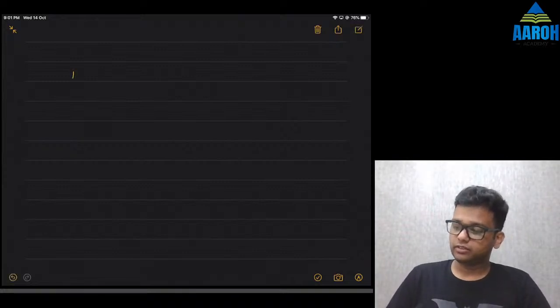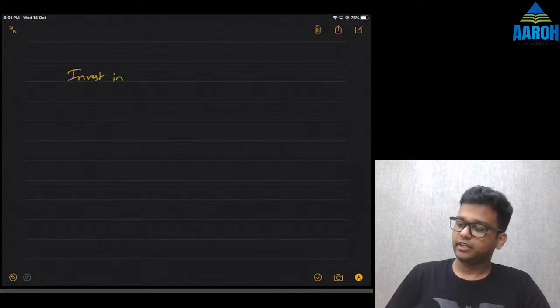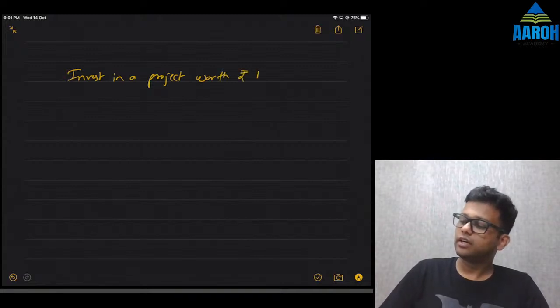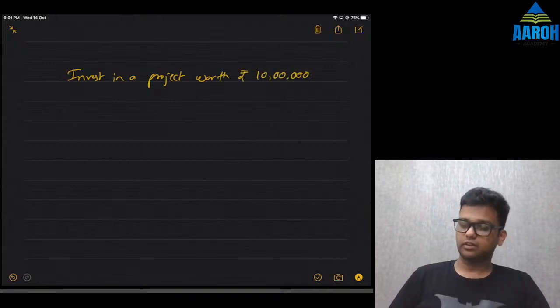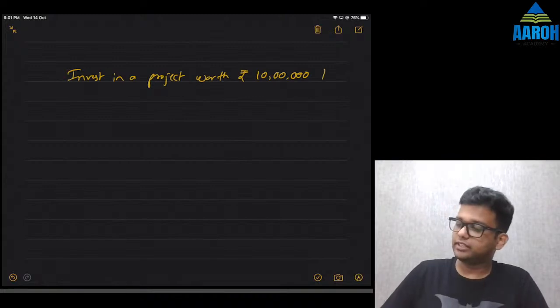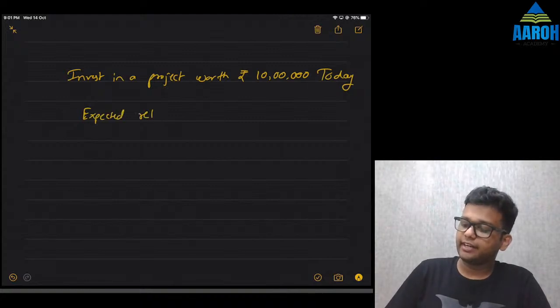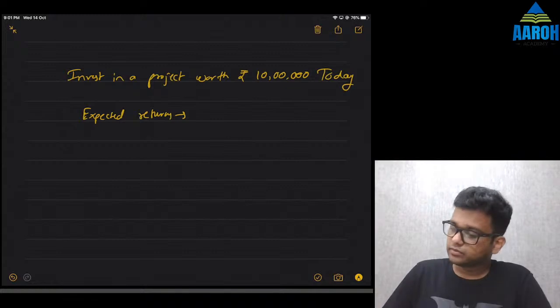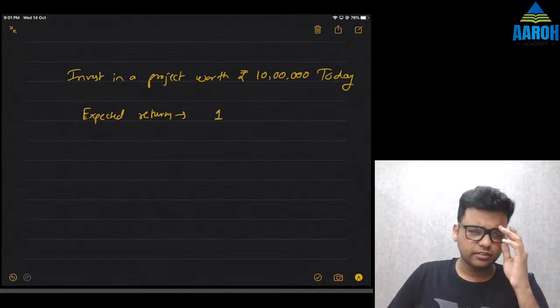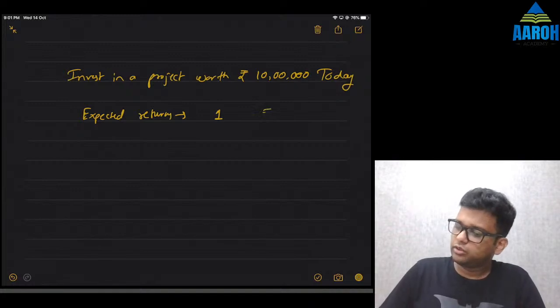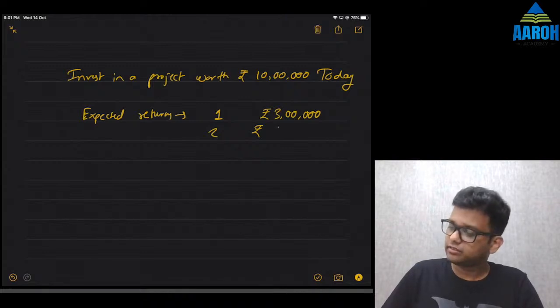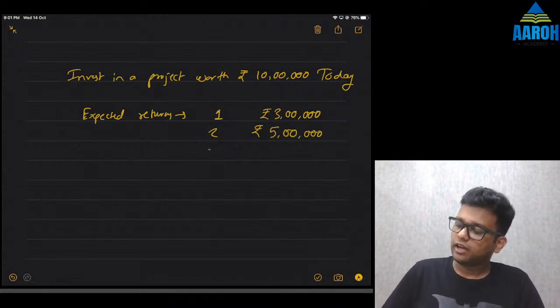Suppose you have an option to invest in a project worth rupees 10 lakhs. You have to invest today, obviously today. And your expected returns from the project are: at the end of year one, you are expecting rupees 3 lakhs. At the end of year 2, you are expecting rupees 5 lakhs. At the end of year 3, you are expecting rupees 5 lakhs.